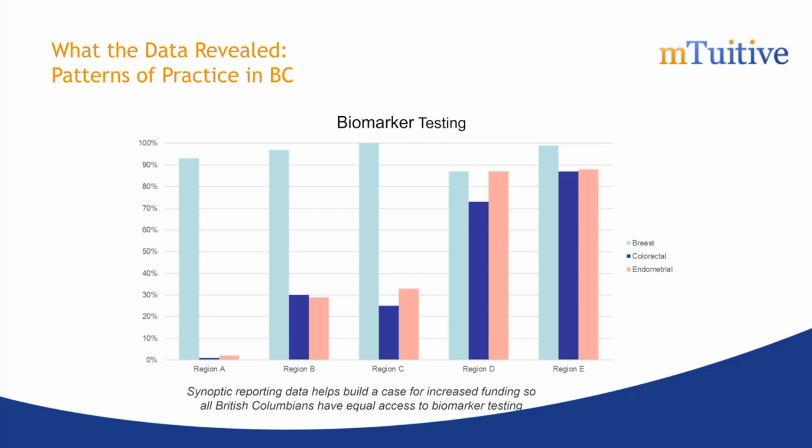And British Columbia actually was able to use this data to go back to the Canadian government to get more funding so that they could improve their rates of biomarker testing for breast, colorectal, and endometrial cancers. What they found was basically that if you lived in certain regions, those biomarker testings were not being performed, they were not available, and they had to figure out how not only to implement a process so that the testing could be done, but they could also be paid for, so that you could have equal access for all patients across British Columbia.